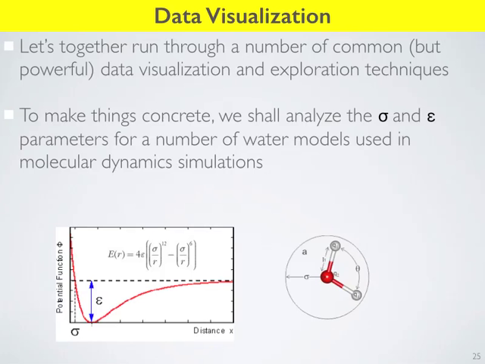As we will see, there's no strong correlation or deep meaning within this data. It's just a dataset. It's just a dirty dataset we're going to play with. We're going to analyze the sigmas and the epsilons for a number of classical water potentials used in molecular dynamics simulation.